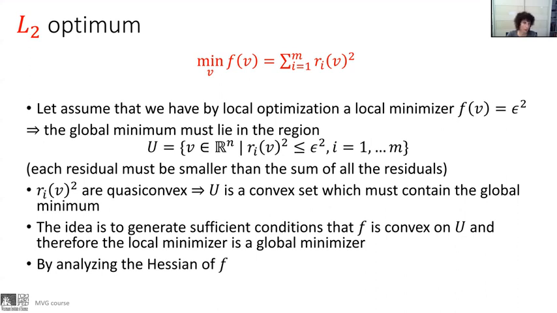In the homework, you will not touch the L2 norm. We will touch the L infinity norm. We'll solve SOCP optimization problems, second order cone optimization problems.